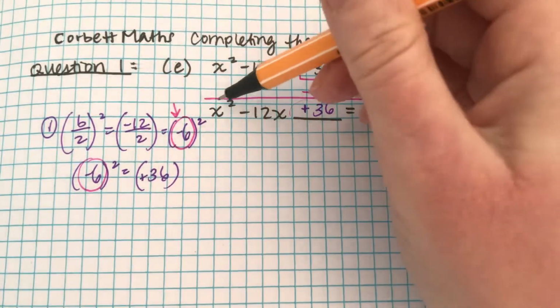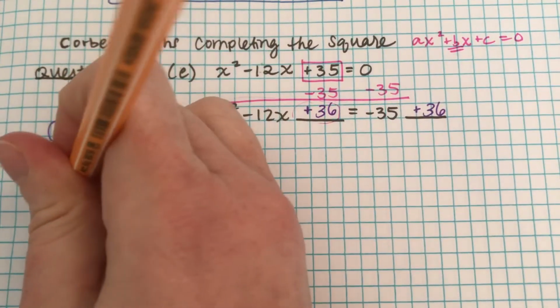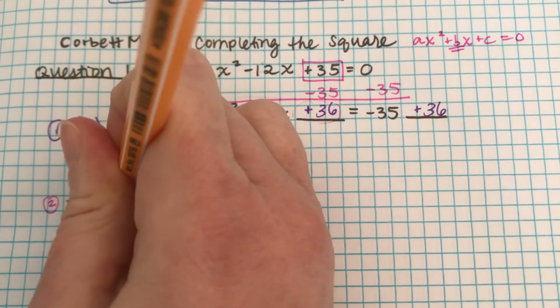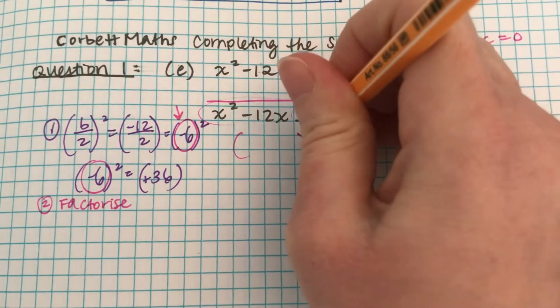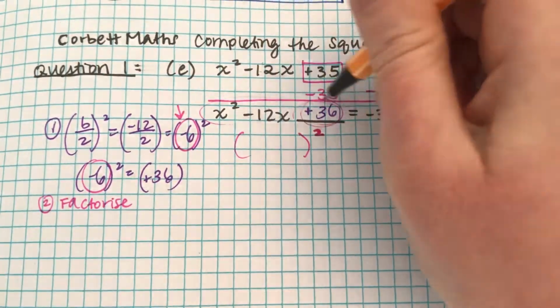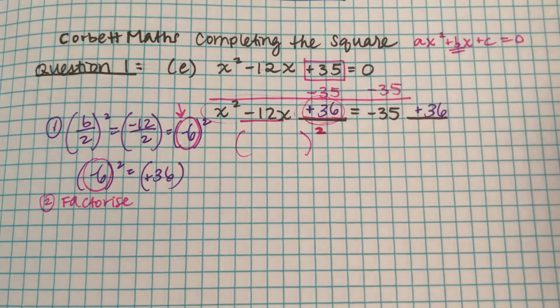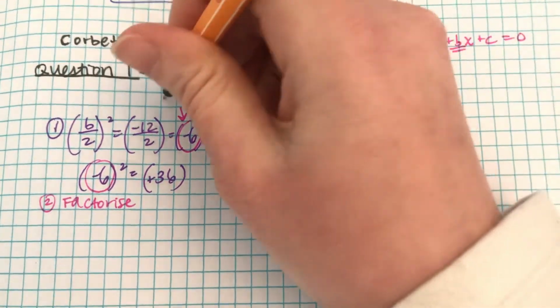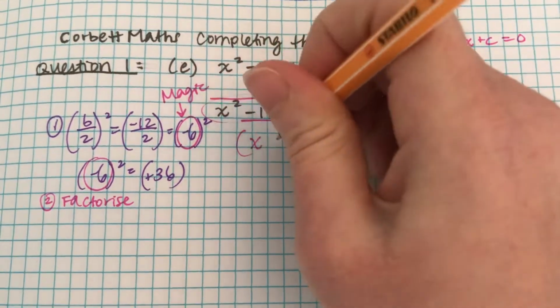And the moment has come. We need to factorize. Step 2 is to factorize that trinomial. So I need to factorize here. I'm going to break it down into brackets. Remember, it all ends up being squared. And I'm looking for two values that multiply to give me a positive 36, but add up to a negative 12. Okay, remember this is our magic number because that's the number I'm looking for, minus 6.